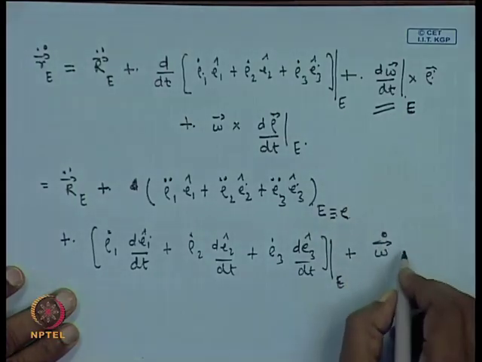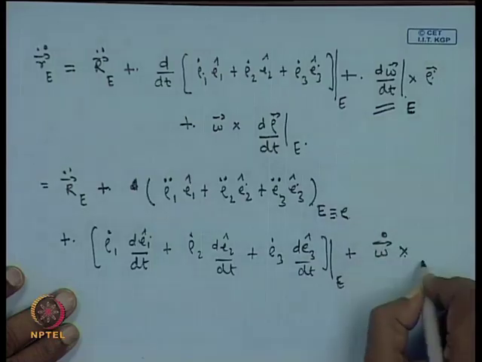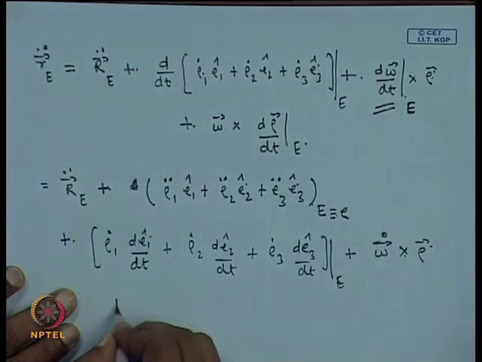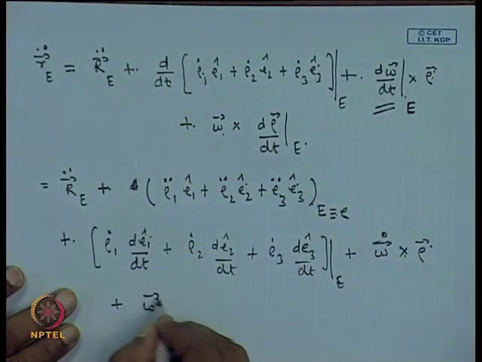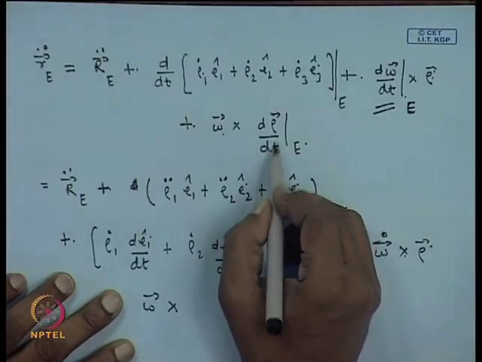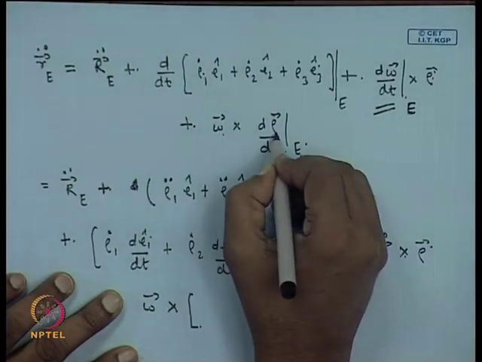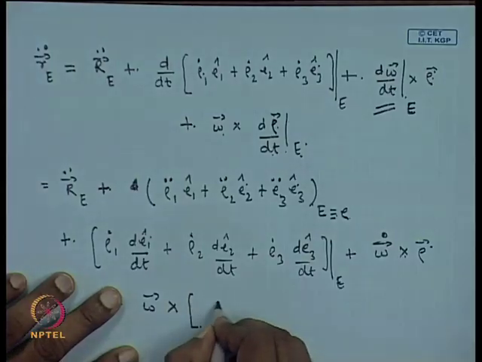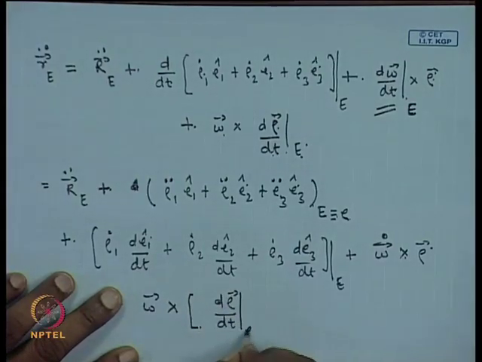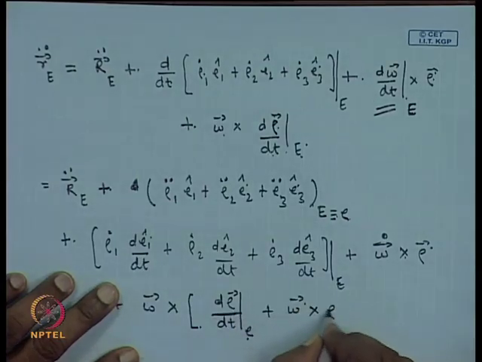And of course, this quantity we can write as omega dot cross rho, and the quantity which is present here is omega cross. Now, d rho by dt with respect to E we have already written as d rho by dt with respect to the small e, that is, with respect to the body reference frame, plus omega cross rho.